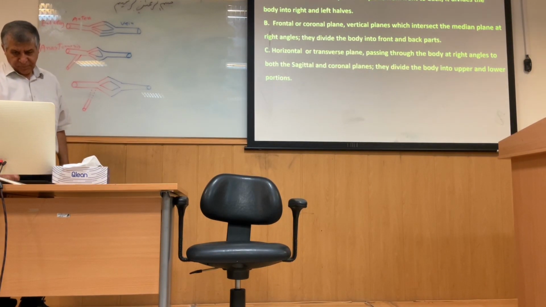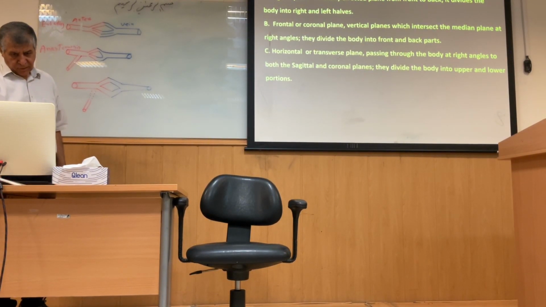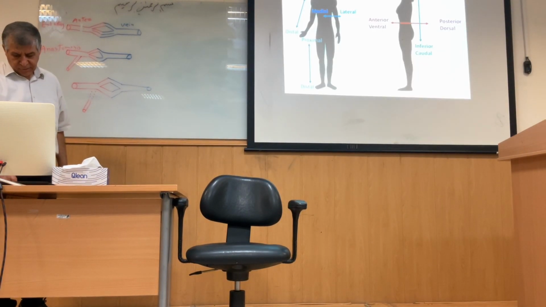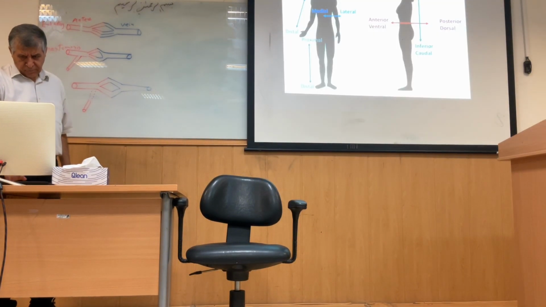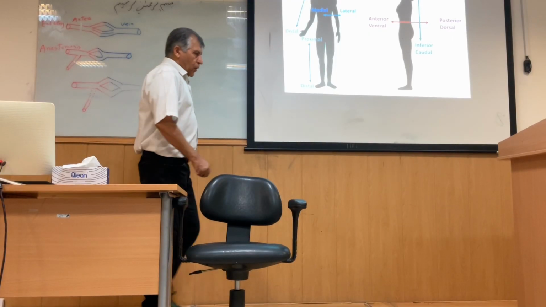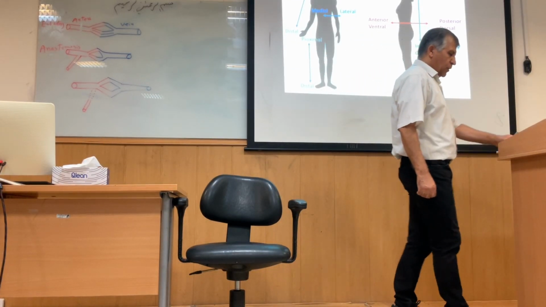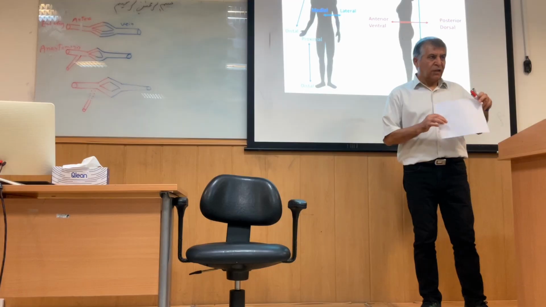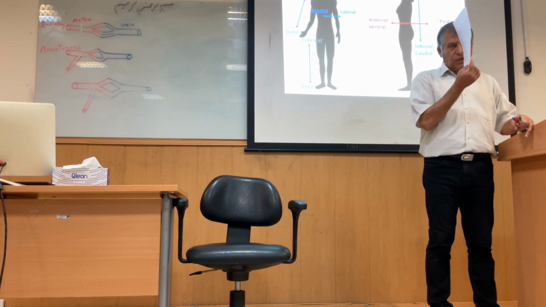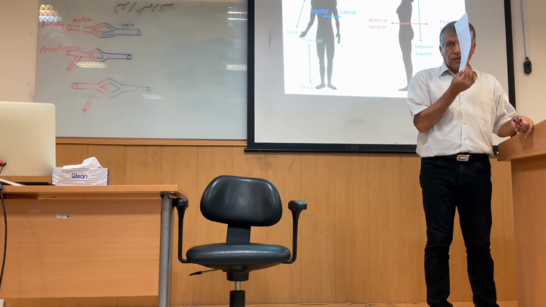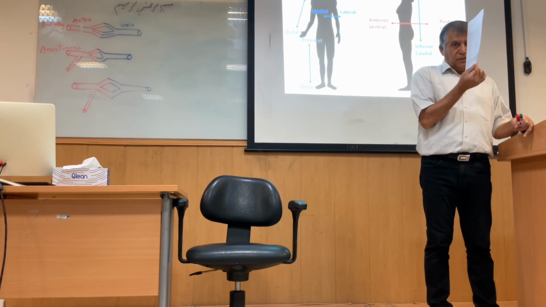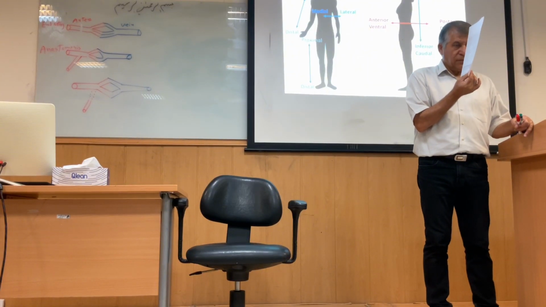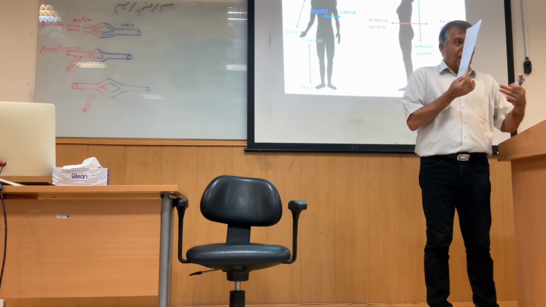Directional terms. Plane. We have three planes in body anatomy. This plane is called sagittal plane. It divides my body into right and left halves.